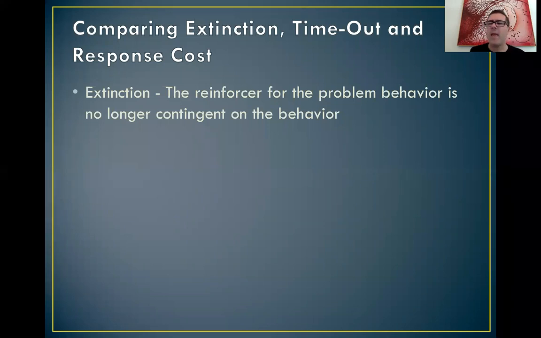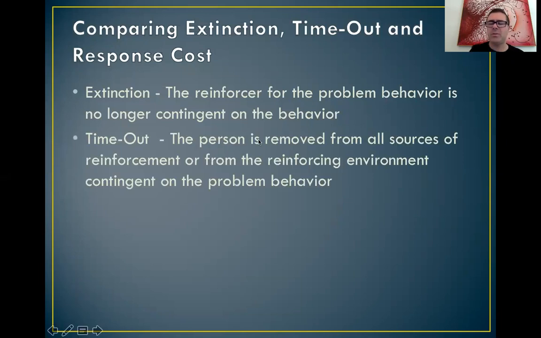Well, problem behavior occurs, and then it shouldn't produce the reinforcer anymore. So the reinforcer for the problem behavior is no longer delivered contingent upon the problem behavior. So you eliminate that consequence. I always like to say that with extinction, the behavior is broken, it no longer produces the reinforcer.